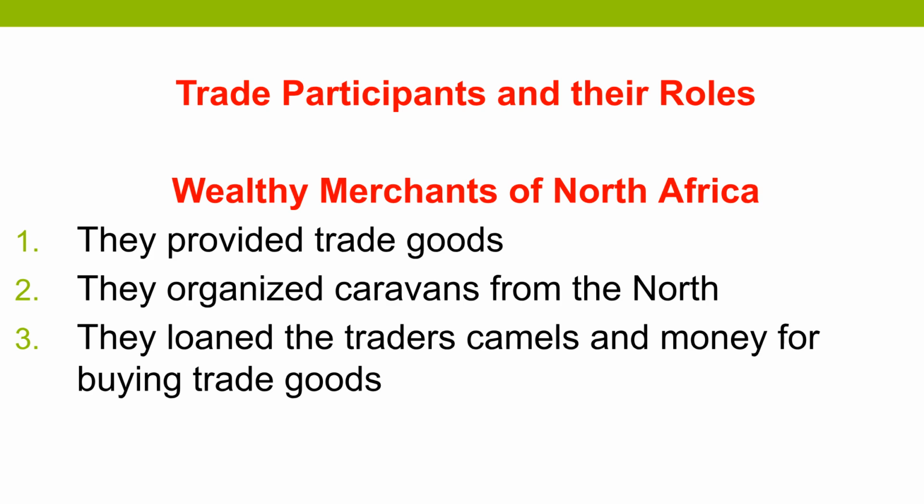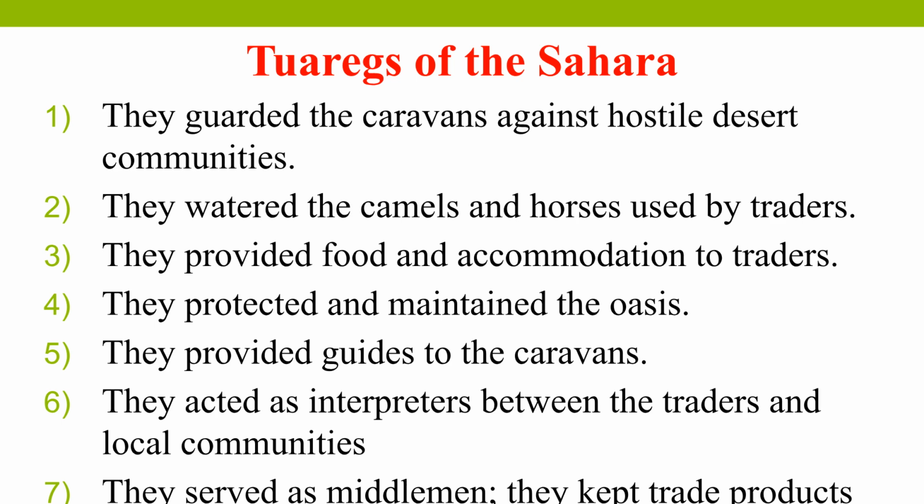Wealthy North African merchants played crucial roles by providing trade goods, organizing caravans from the north, and loaning capital and camels to traders. The Tuaregs of the Sahara provided essential services, guarding caravans, watering animals, offering food and accommodation, protecting oases, guiding caravans, acting as interpreters, and serving as middlemen for trade products.